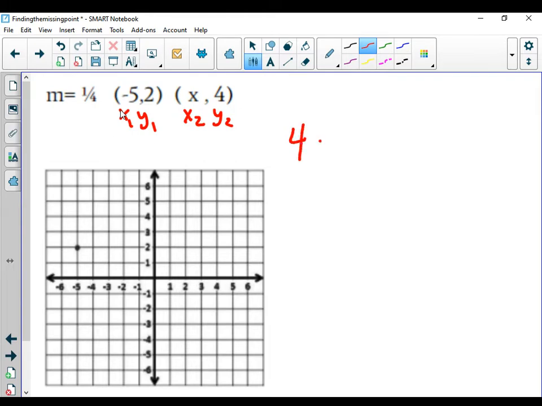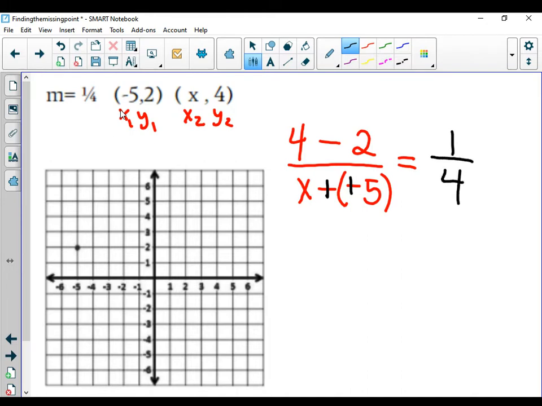So we have 4 minus 2 all over x minus negative 5. Put the second number in parentheses if it's negative, so you don't get confused here, because this is now double negative, which makes that positive. Okay, so it's all equal to 1/4. Now, if you think about it, it looks like a proportion. This is where we have fractions on both sides. So I'm going to simplify 4 minus 2, which is 2, all over x plus 5, all equal to 1/4.